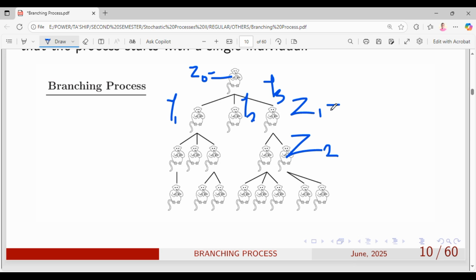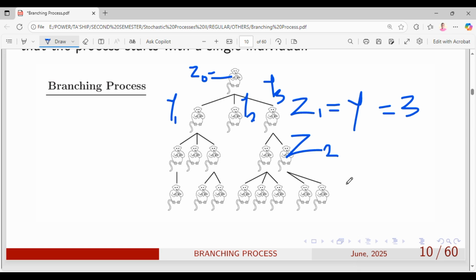So z1 is actually equal to what? Y. That's the first family size, and y is 3 in this case. You can see that y gave us 3 offspring. Now the family size of this person is this, so y1 is actually this 3. Y1 is equal to 3, y2 is equal to 0 because y2, this second individual, did not produce. Y3 is equal to 2, so that makes z2 equal to y1 plus y2 plus y3.